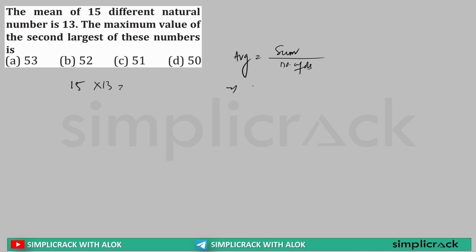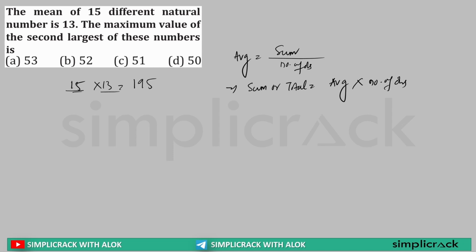We know average value is equal to the sum or total value divided by the number of observations. Yes or no? So if I have to find the sum or total, I can do the average value multiplied by the number of observations. Here the number of observations is 15, because there are 15 natural numbers, into 13, the average, which is equal to 195. Clear or not? Now understand this very, very carefully.